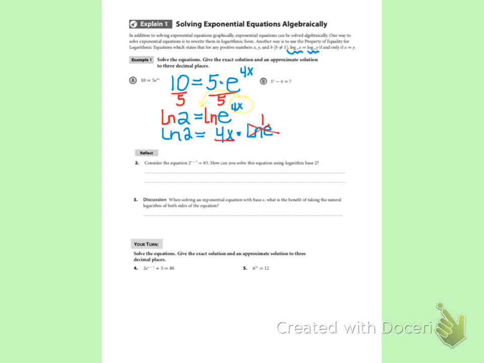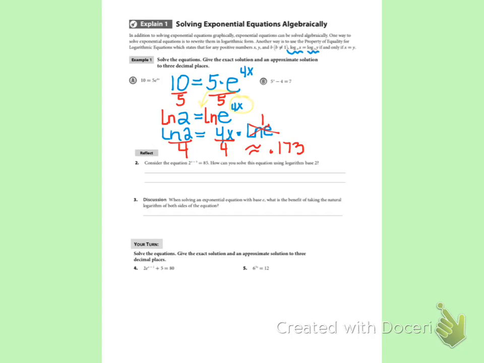And now if I want to know what x is, I can just divide both sides by 4. And since I have a natural log key on my calculator, I can type in the natural log of 2 divided by 4, and I get approximately 0.173. So that would be to the nearest thousandths place. It has to go to 3 decimal places, which I did.